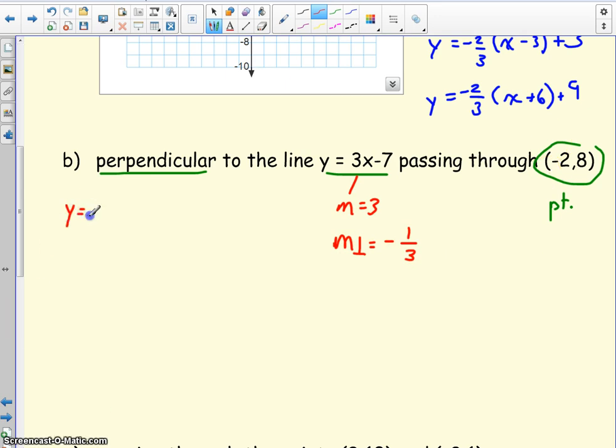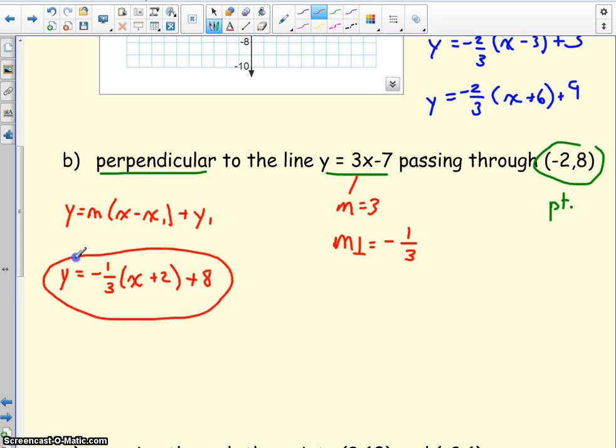So remember the basic form of point-slope form is m times (x minus x1) plus y1. Okay, so your slope is going to be negative 1 over 3. x1 is negative 2, is the x value of that point, so x minus negative 2 is x plus 2, and then plus y1, which is 8. So in a couple lines there, you have the equation in point-slope form.